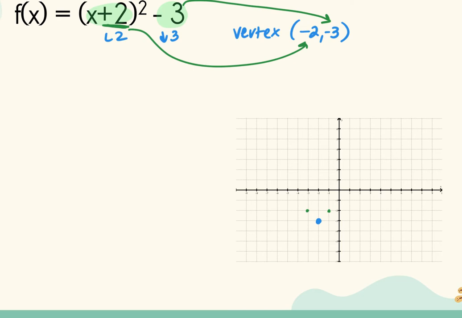Now, the difference this time is you have to plug in points. I'm not going to plug in 1 and -1. I'm plugging in the point to the right of the vertex, which would be -1, and I'd get -1 plus 2 squared minus 3. And I'd get 1 squared minus 3, 1 minus 3, which is -2. So I plugged in -1, I got -2, which is consistent with the point I had already plotted. And then I can either use symmetry to go up and left, or I could also plug in the point to the left.